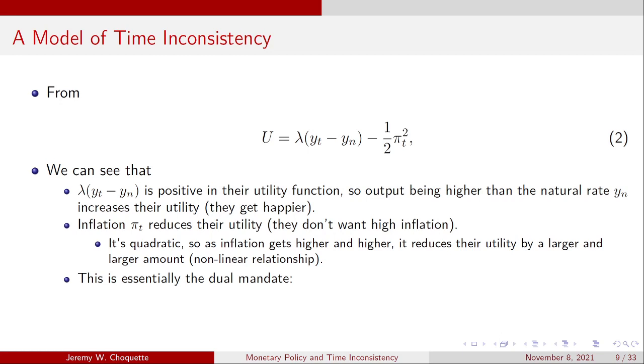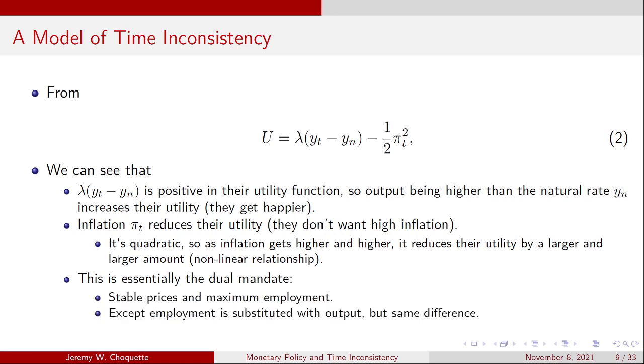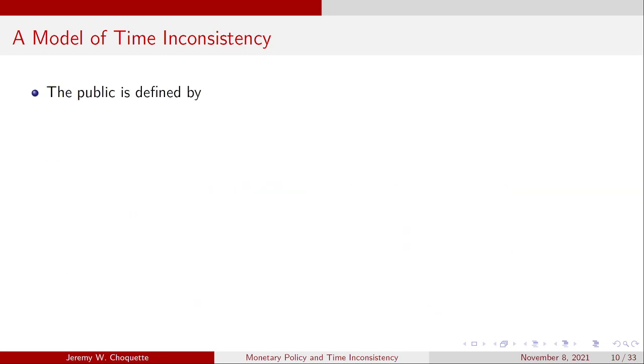Well, maximum employment means they want unemployment to be really low. When you have low unemployment, that means you have high output. And price stability means that you have prices that aren't deviating a whole lot over time, therefore implying a low rate of inflation. So stable prices, maximum employment. Now, with the Fed, employment is substituted with output, but it's really the same difference. It's just a different side of the same coin.